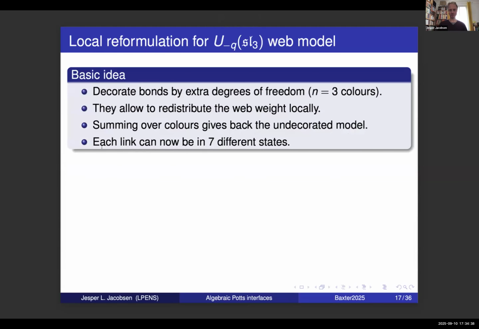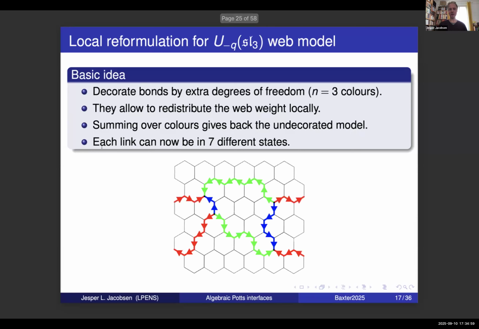So the basic idea in the loop model would have been to orient the loops and sum over two orientations. This is not what we are going to do here. Instead, we are going to decorate the bonds by an extra degree of freedom that can take now three different values corresponding to three colors, red, blue, and green. So my configuration that I showed before will now be transformed into something like this. At each vertex, you will see three different colors that meet, red, blue, and green. And each edge now can be either empty or it can have one of two orientations.